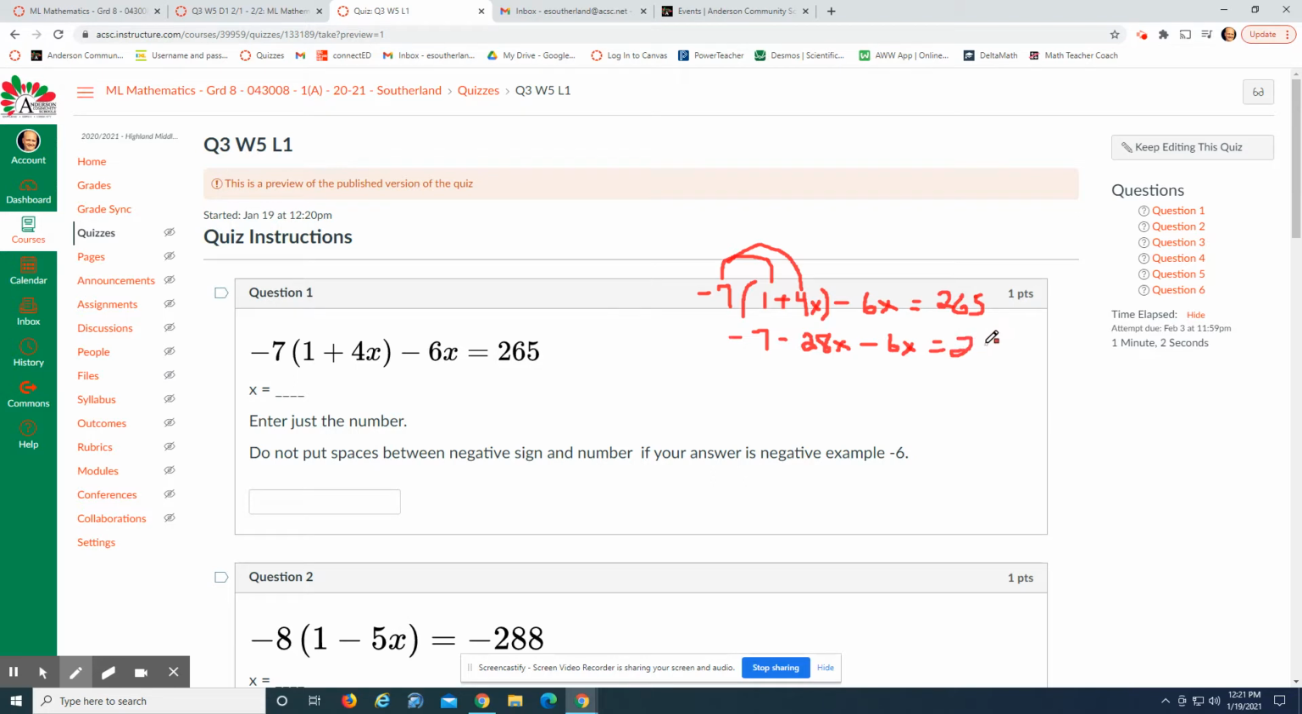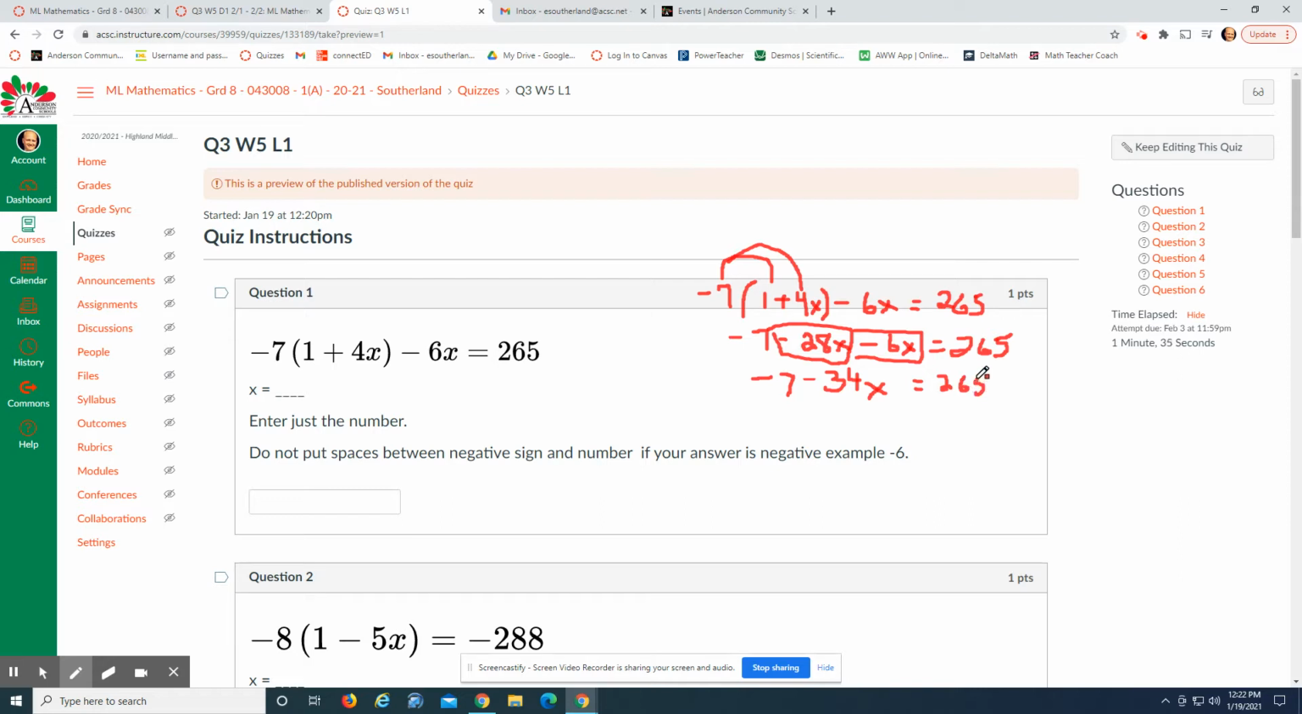The next step is to combine like terms. The like terms would be -28x and -6x. Well, -28 plus -6 is -34x. The -7 just drops straight down, and it's still equal to 265.